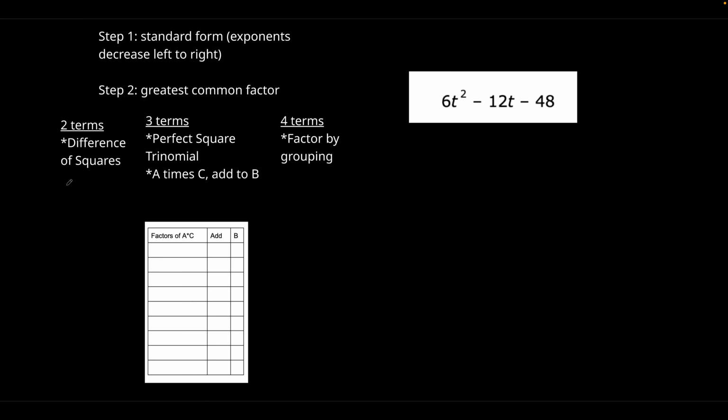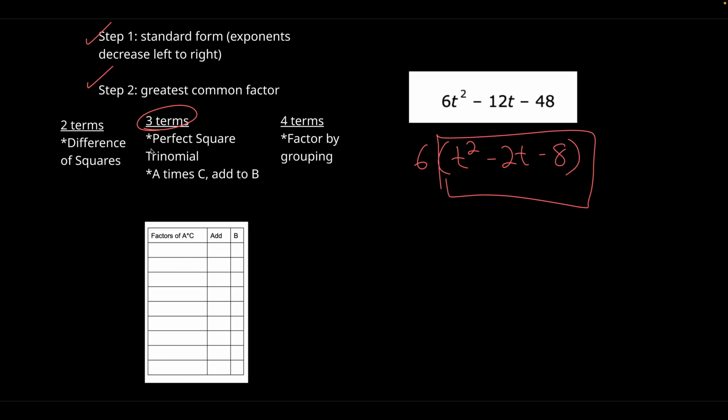All right, last type of problem. Here we go. Step 1, is it in standard form? Check. Step 2, is there a greatest common factor? There is a greatest common factor. In this case, we can factor out a 6, which would leave me with t squared minus 2t minus 8. And now we're on 3 terms. Is this part right here a perfect square trinomial? No. So now we do A times C add to B only with the part in the parentheses. We can sort of ignore the 6 for a little bit.